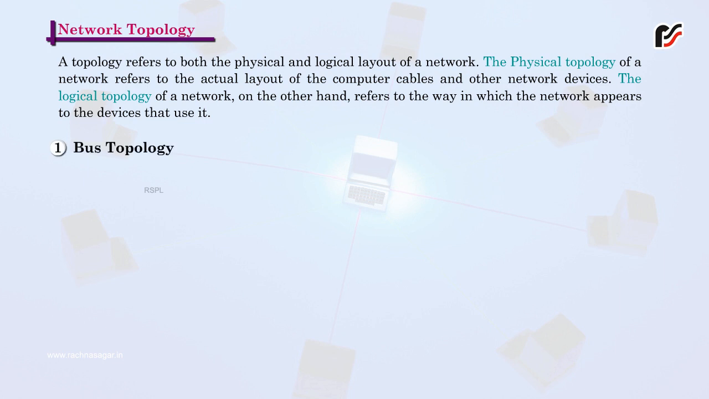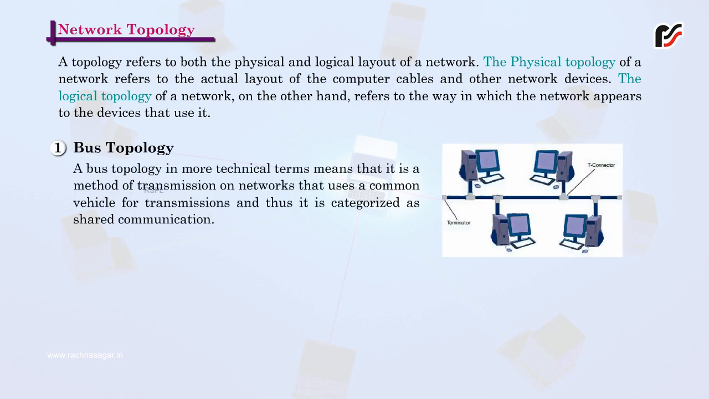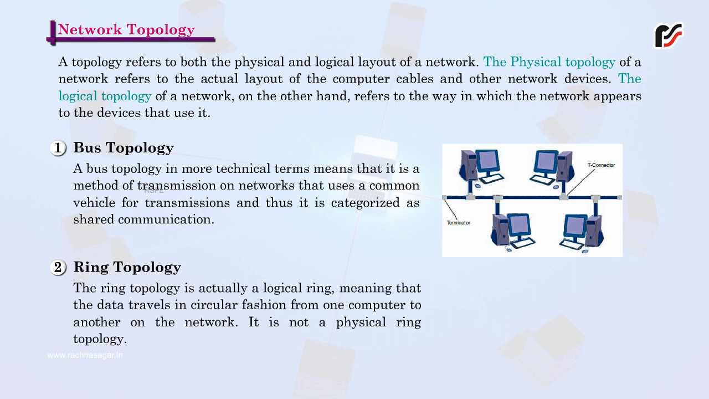1. Bus topology. A bus topology, in more technical terms, is a method of transmission on networks that uses a common vehicle for transmissions, and thus it is categorized as shared communication. 2. Ring topology. The ring topology is actually a logical ring, meaning that the data travels in circular fashion from one computer to another on the network. It is not a physical ring topology.